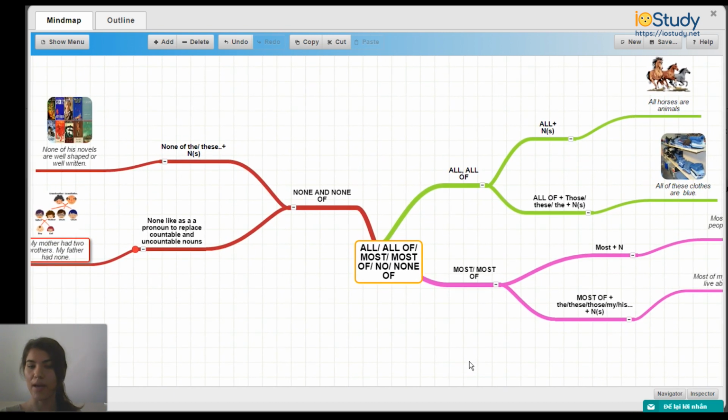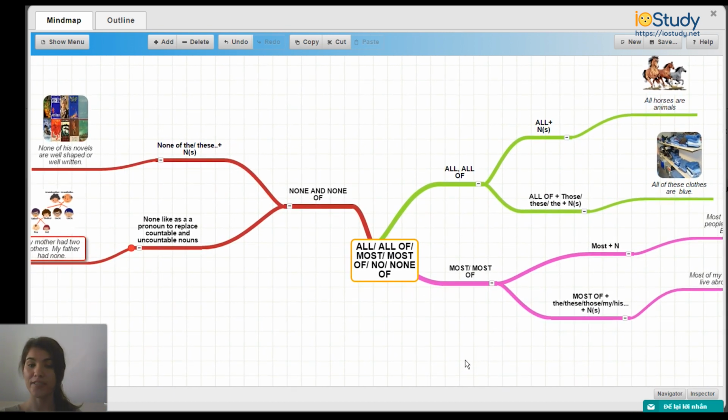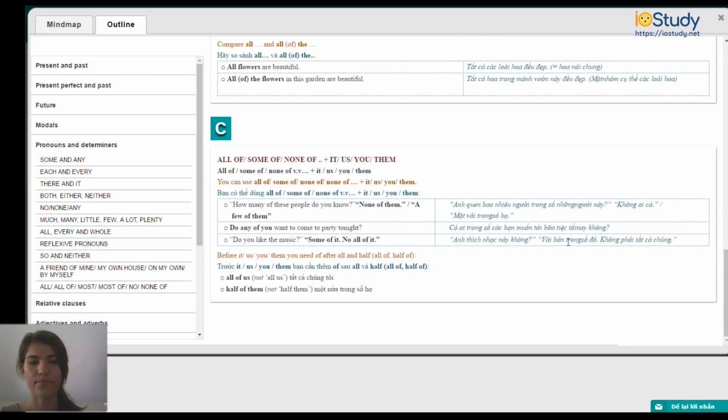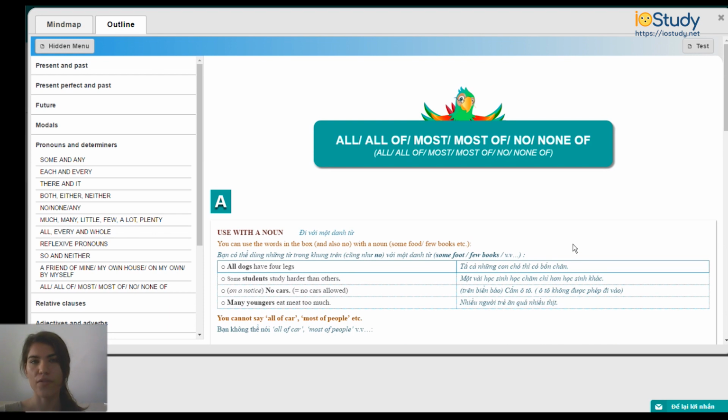So here you have your completed mind map for using all of, most of, no, and none of. So you can come back to this whenever you need to. Now we'll go ahead and click here for the outline. So here you have your outline for the English grammar rules of all of, most of, no, and none of. You can scroll through this, read through it to find more information about using these words correctly. You can also find further examples of sentences here. So after you're done reading through the outline, you can click here to take the test. And in our next video, we're going to take the test together.